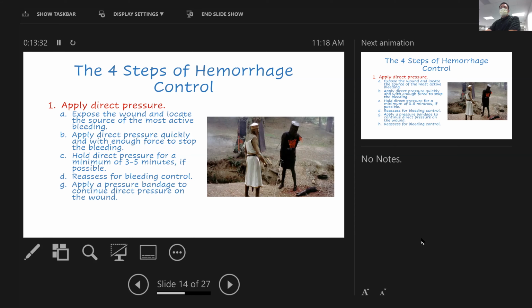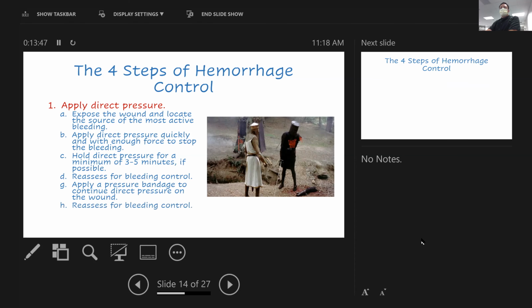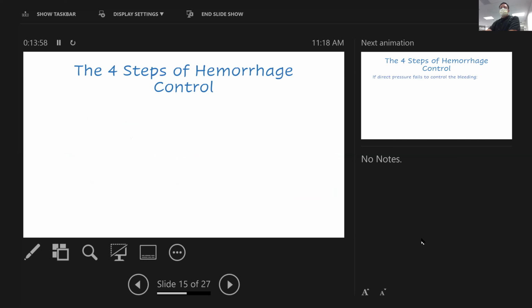Applying pressure bandaging to continue direct pressure. If you need your hands to do other things like starting an IV or transporting the patient, then applying a pressure dressing to continue the direct pressure that you've already applied manually. And again, reassessing. So you're constantly reassessing bleeding. Have you achieved good bleeding control or not? Do you need to move on to the next stage? If you've achieved really good bleeding control, then you may not need to do these other things.